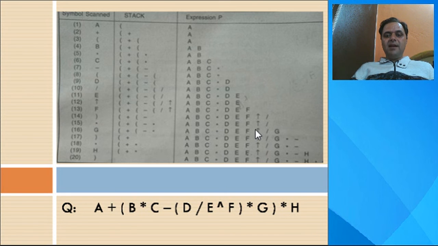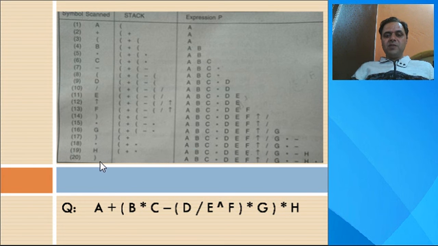Then g we will add to P. Then bracket close. Again we will pop multiplication from the stack and add that to P. Then we will pop minus from the stack and add that to P, and then remove the left parenthesis. Then again multiplication we will push onto the stack. We will not pop anything from the stack because plus has less precedence than multiplication. Then h is an operand, we will add it to P.